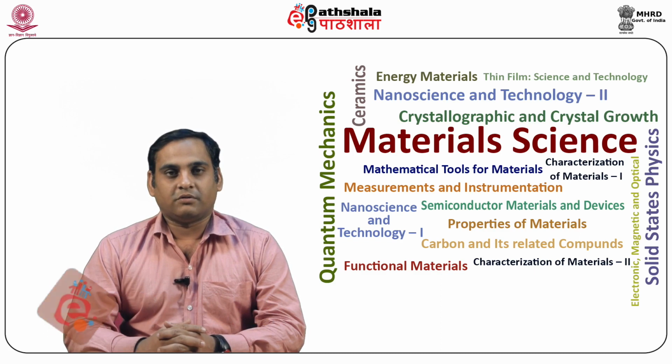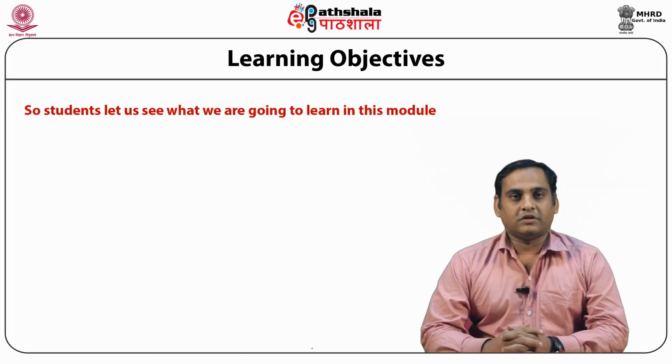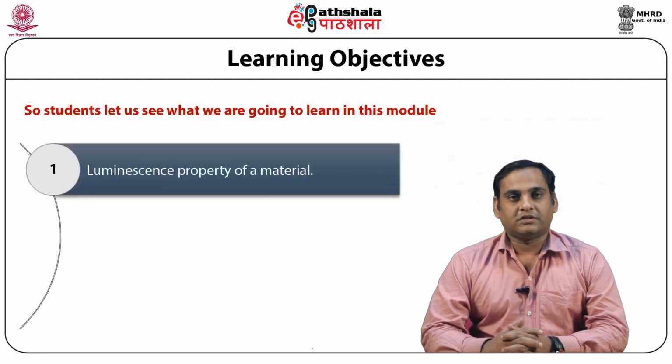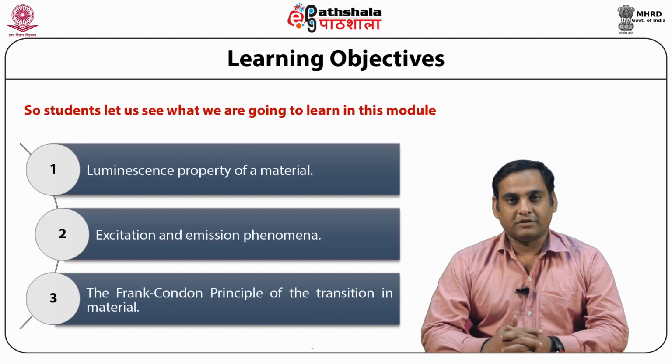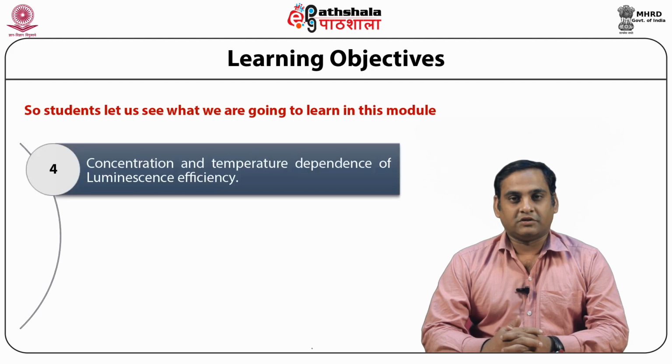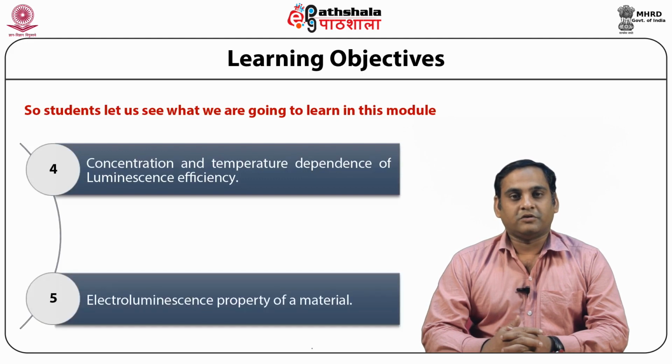Today we are going to discuss the module Optical Properties 7 from the paper Electronic, Magnetic and Optical Properties of Materials. So students, let us see what we are going to learn in this module. We will see the luminescence property of a material, then we will learn what excitation and emission phenomena are. Then I will talk about the Franck-Condon principle of the transition in a material, concentration and temperature dependence of luminescence efficiency will be described, and the electroluminescence property of a material will also be explained.